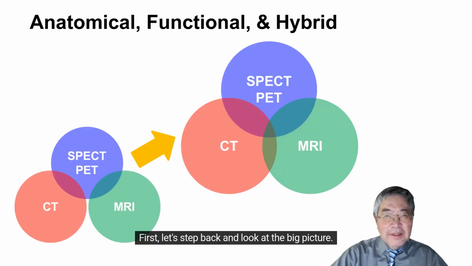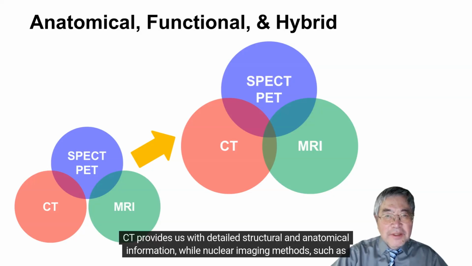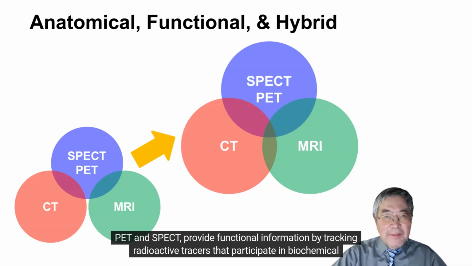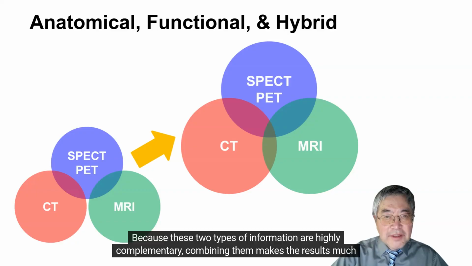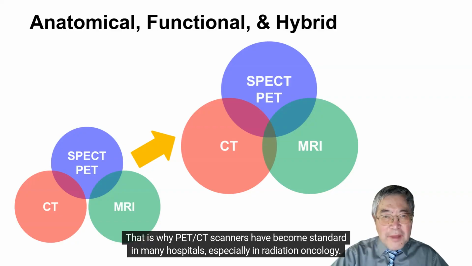First, let's step back and look at the big picture. Up to this point, we have studied CT and nuclear imaging. These are already used together in hybrid imaging. CT provides us with detailed structural and anatomical information, while nuclear imaging methods such as PET and SPECT provide functional information by tracking radioactive tracers that participate in biochemical reactions within the body. Because these two types of information are highly complementary, combining them makes the results much more powerful. That is why PET-CT scanners have become standard in many hospitals, especially in radiation oncology.